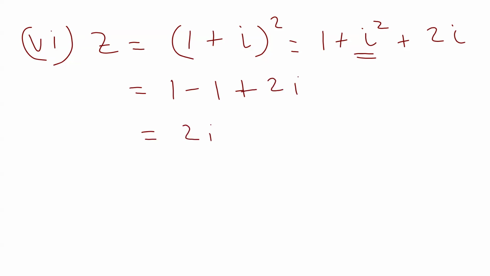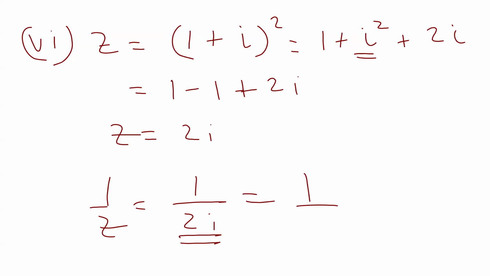So this is z. 1 upon z is 1 upon 2i. Now there is a single i in the denominator. It's not a proper format of a complex number. Only the imaginary part is there. The real part is not there. So how to solve this further? Multiply and divide with i. So this will be i upon 2i square, which will be written as i upon minus 2. So which is minus i upon 2, which is 0 minus i by 2. So the real part is 0, the imaginary part is minus half.